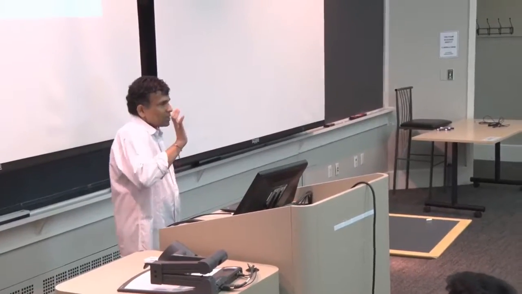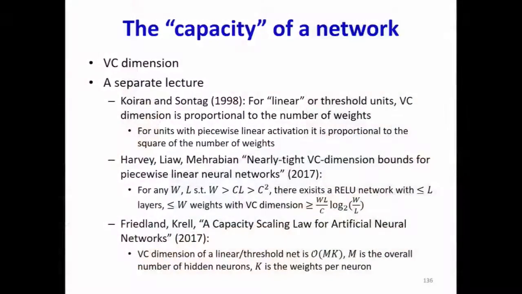Formally, of course, there's a lot of work on VC dimensions of networks, a separate lecture. Koiran and Sontag had a very nice paper in 1998. Harvey, Liaw, Mehrabian had something more recently. Gerald Friedland and Krell had a really nice recent result. I hope to have Gerald Friedland come down later this semester to do a guest lecture on this work, where they showed how you can actually compute the capacity of a network when you think of it in threshold terms. And they have some excellent results. Particularly, they have results which show that no matter what you do, the network is always going to be wrong, right? And it can be wrong in really bad, malicious ways.